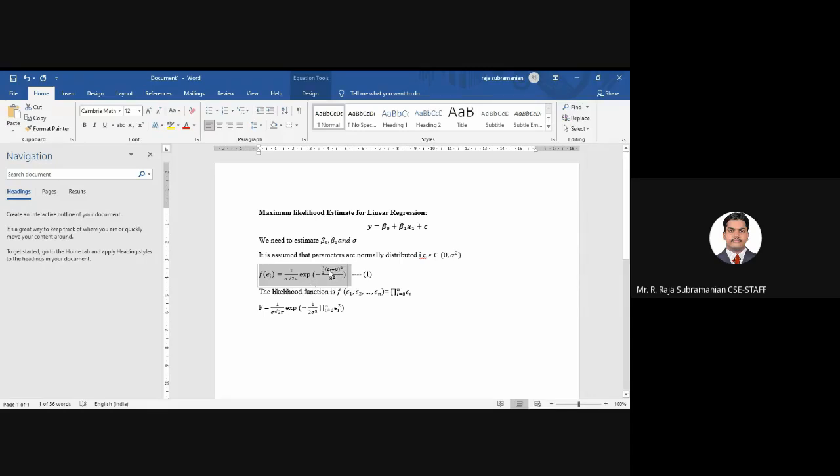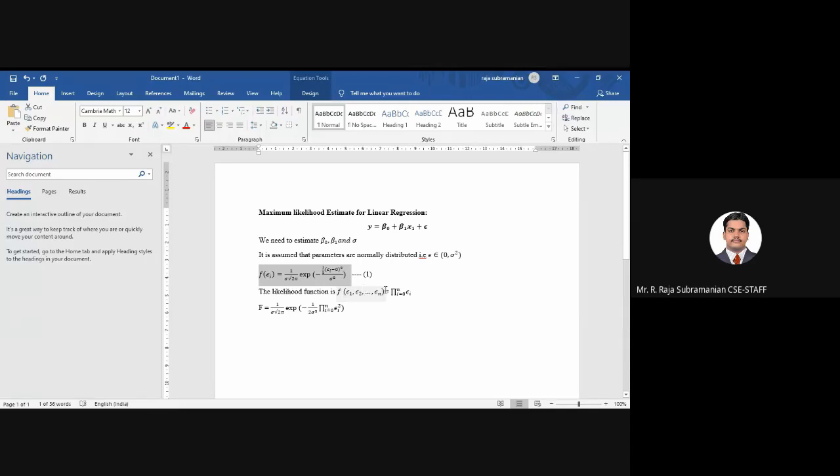I need to convert this epsilon i into y minus beta naught minus beta 1 x1. But we know that epsilon is equal to y minus beta naught minus beta 1 x, not epsilon i. So I need to convert this epsilon i into a wholesome epsilon. All epsilon values I need to take. So epsilon 1 for the first independent variable, second independent, and so on, and I am assuming that n independent variables are there.